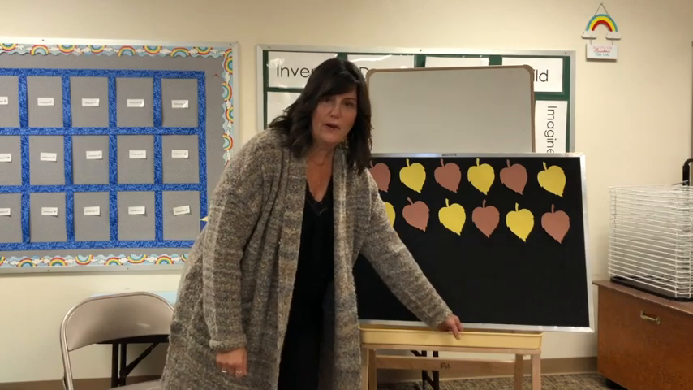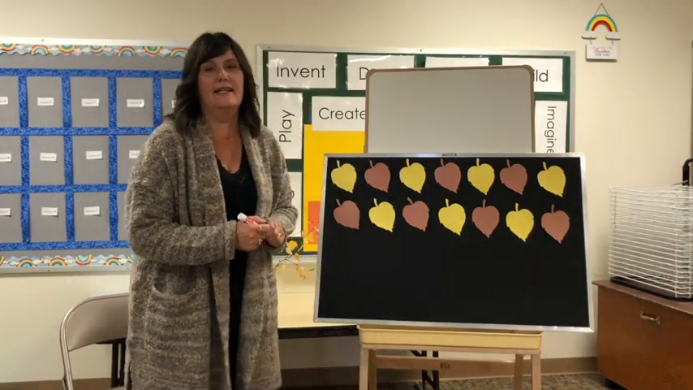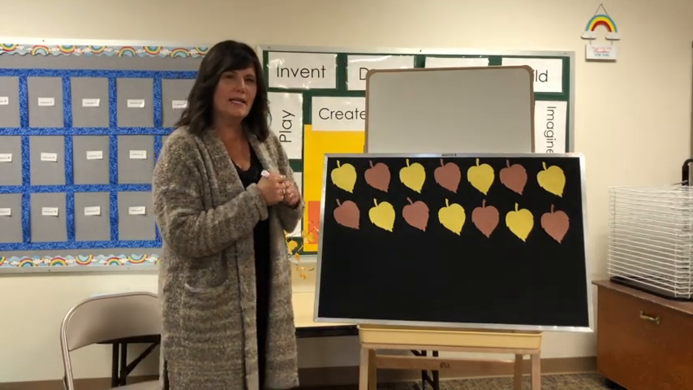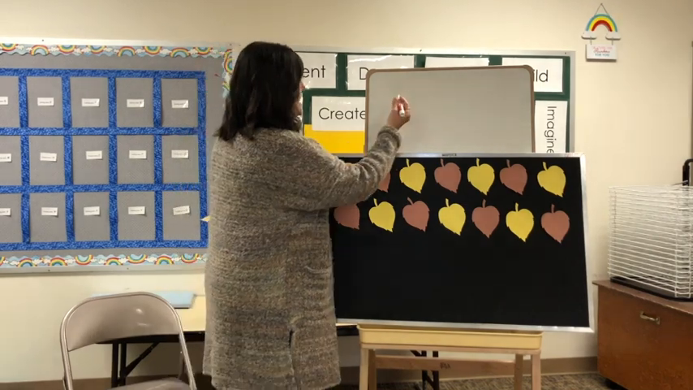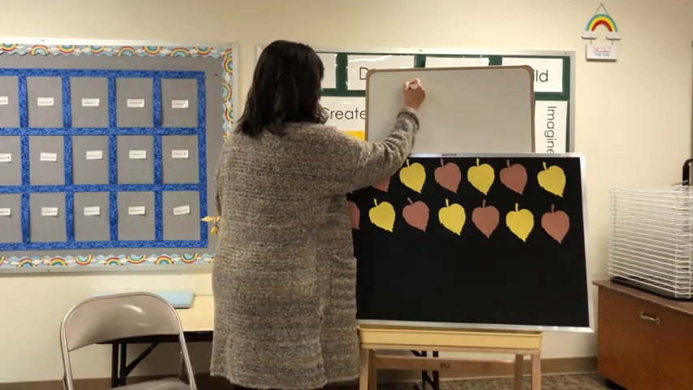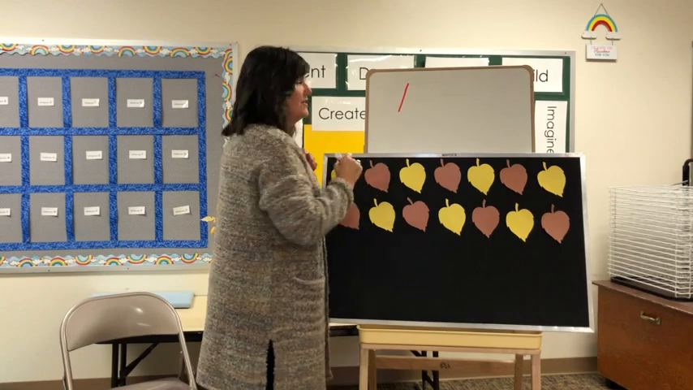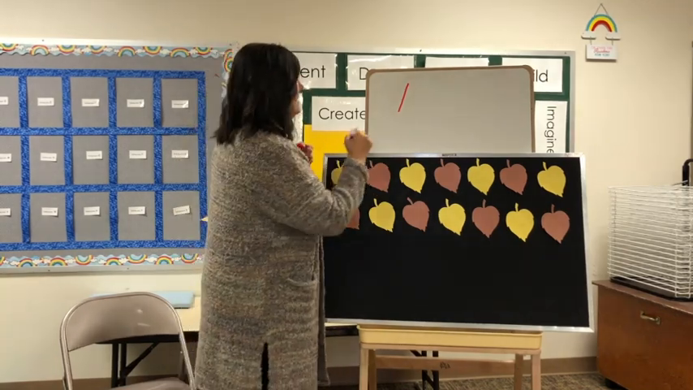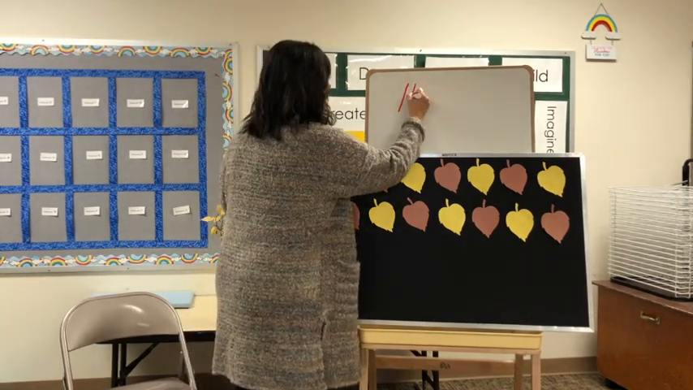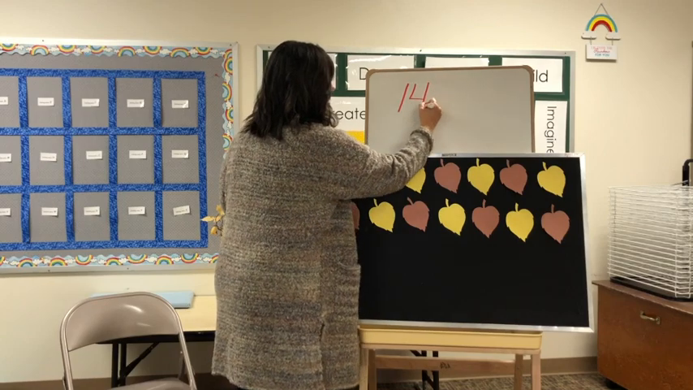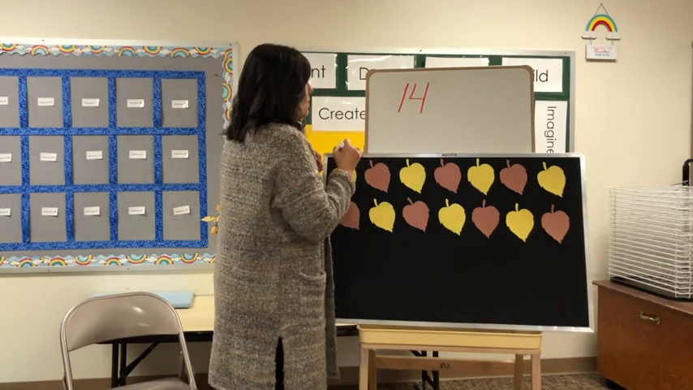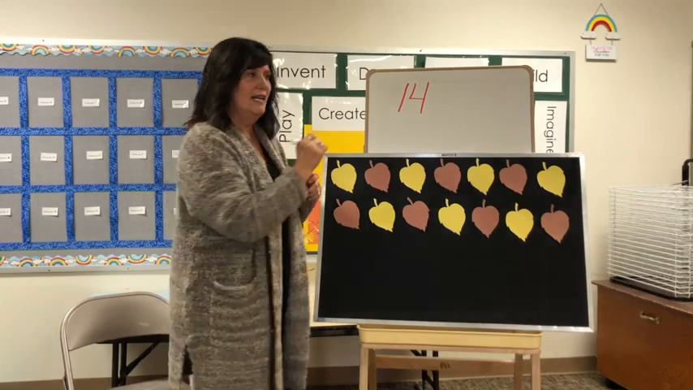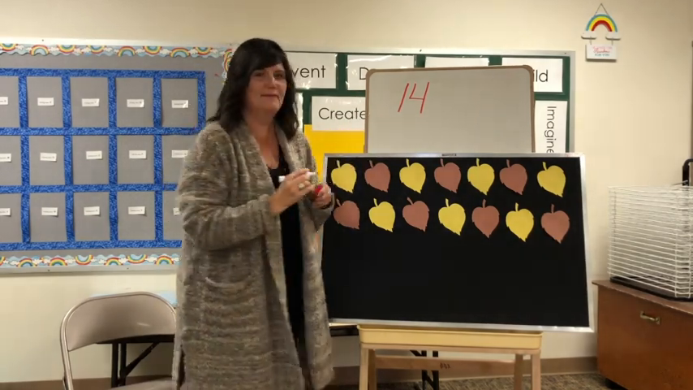Friends, I'm going to go ahead and write the number 14. I wonder if you know what it looks like. 14 has a number 1 in the 10 spot because there's 1 10. And then it has a number 4 in the 1 spot because there are 4 more. So 14 looks like this.